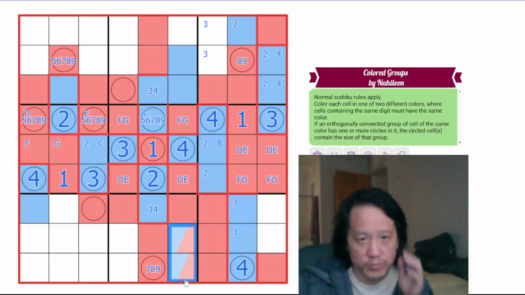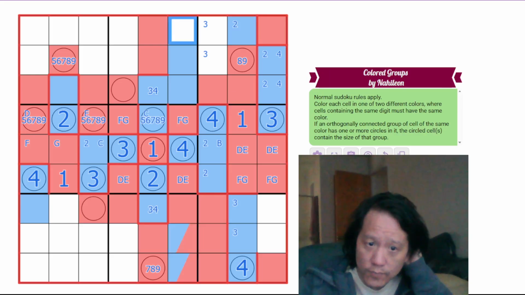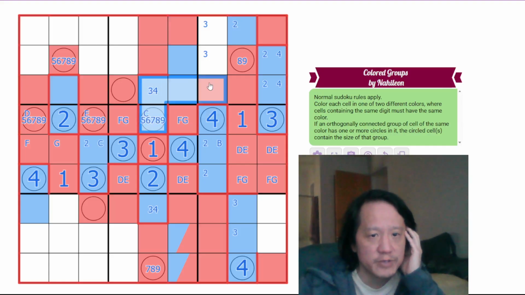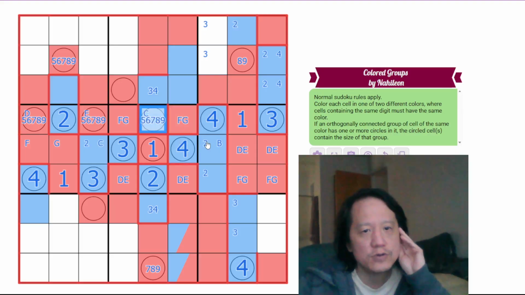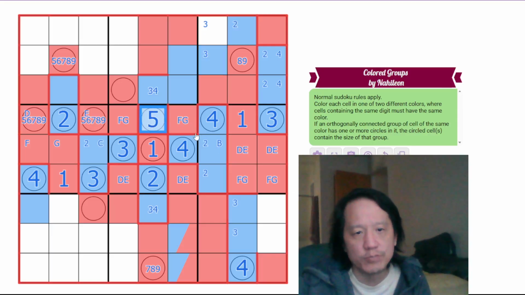Since one of these is blue, this cannot be blue. Because one of these is guaranteed to be blue because we have 4 reds already in box 8. So this is 3 blues here, 4th blue here, this is red. And this has to be at least 5. Because it can't be 3 or 4 or 2. And it has to be exactly 5. So therefore, all the blues are 2, 3, 4, and 5.